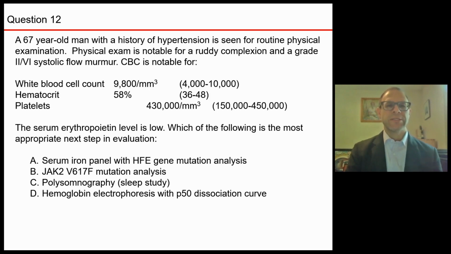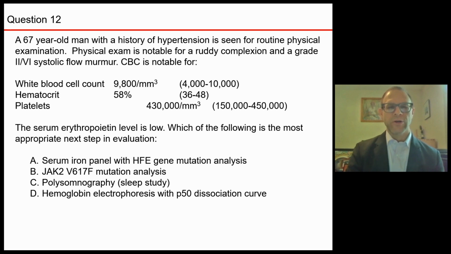The next question is a 67-year-old man with a history of hypertension who has a ruddy complexion and a systolic flow murmur. The CBC is notable for a hematocrit of 58%, white cells 9.8, so a little bit up there, and platelets 430. The serum EPO level is low. Which of the following is the next step?